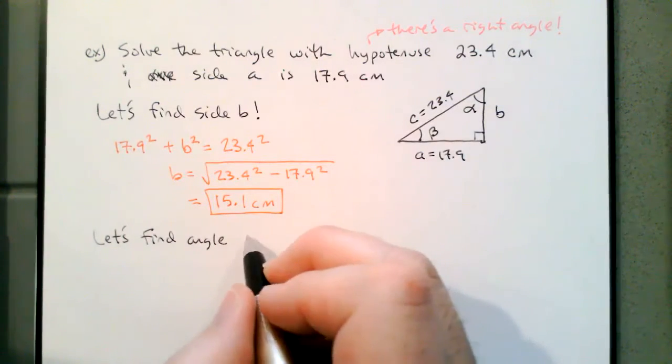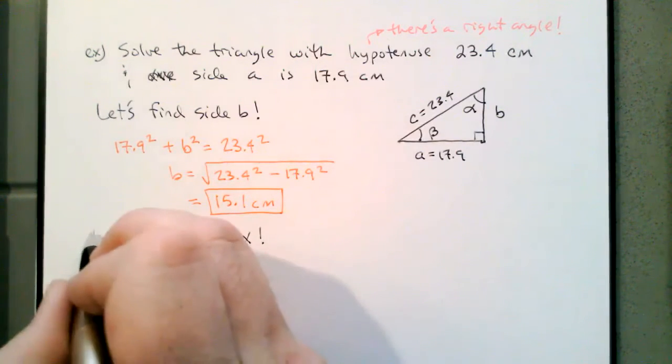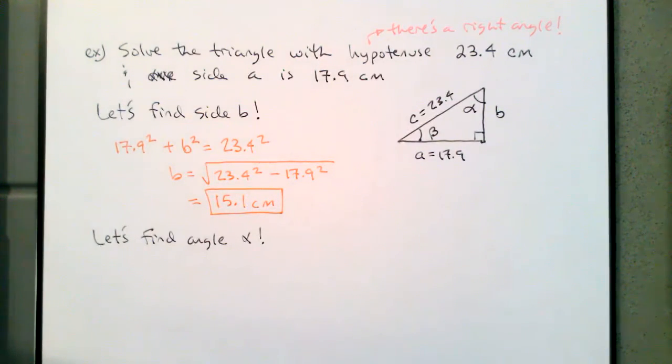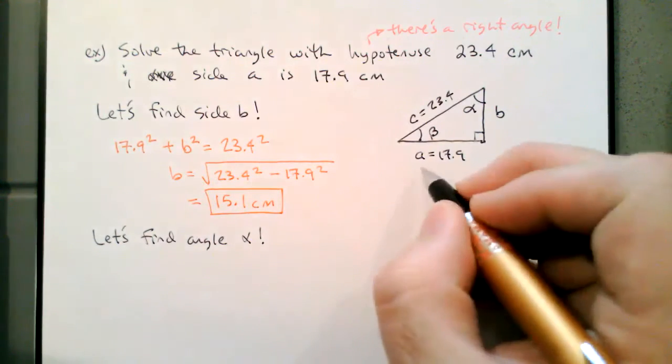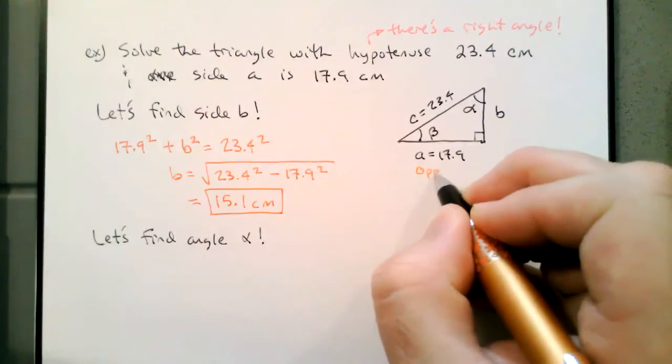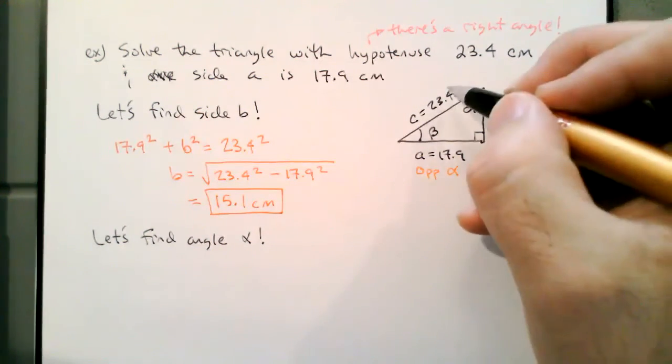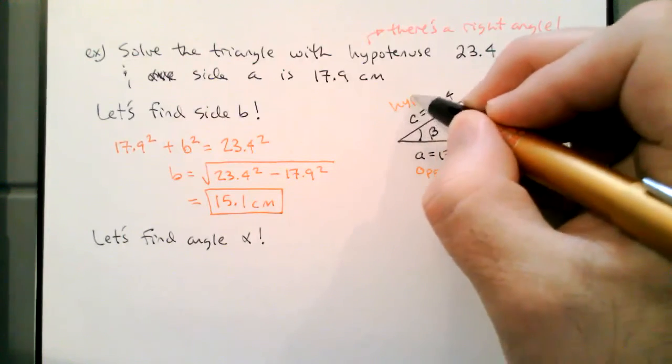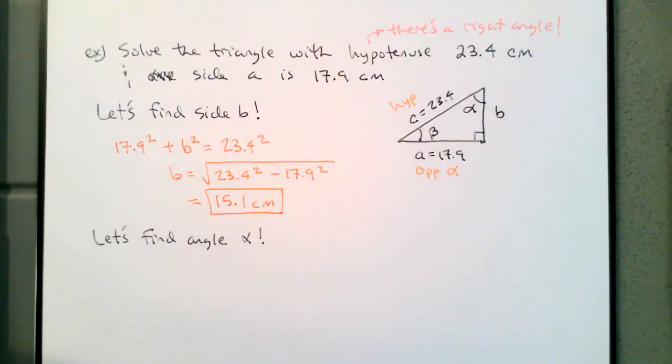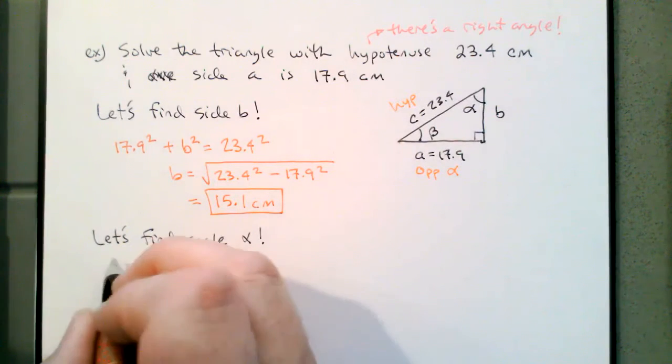Let's find angle alpha. Now, I want to use as much given information as possible. Right now, B, which is adjacent to alpha, has been rounded. So let's try using the 17.9, which is opposite alpha. So the 17.9 is opposite alpha. And 23.4 is our hypotenuse. So using given information, A is opposite alpha.